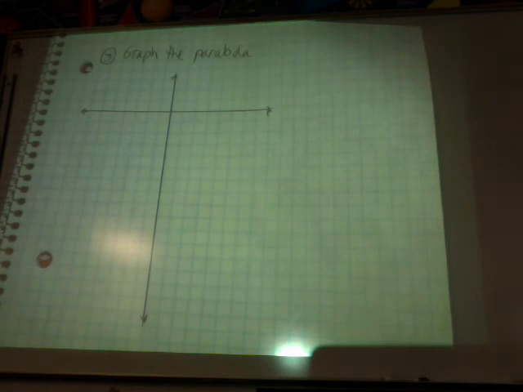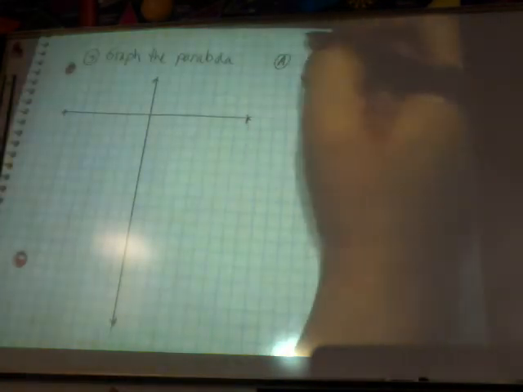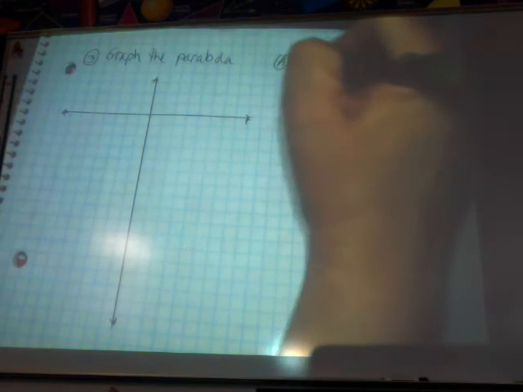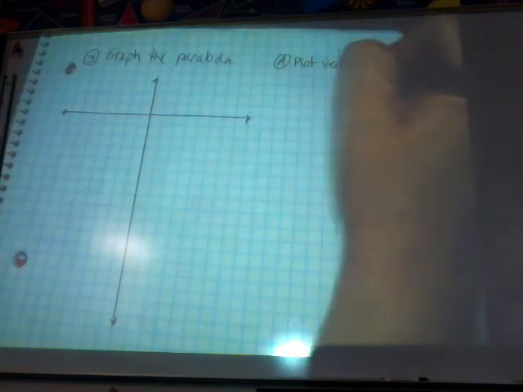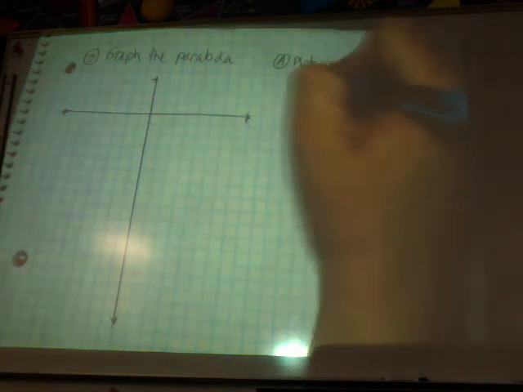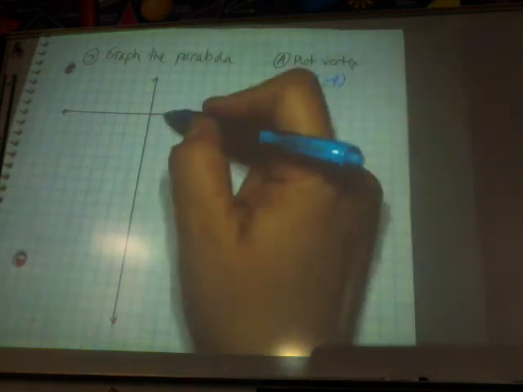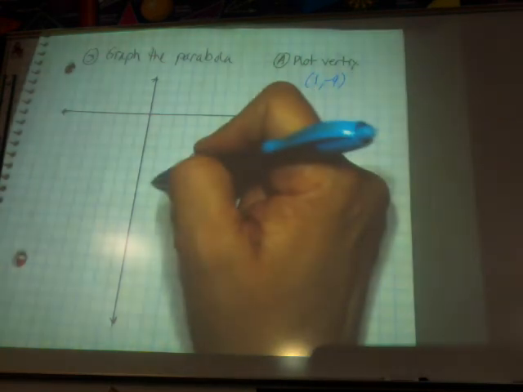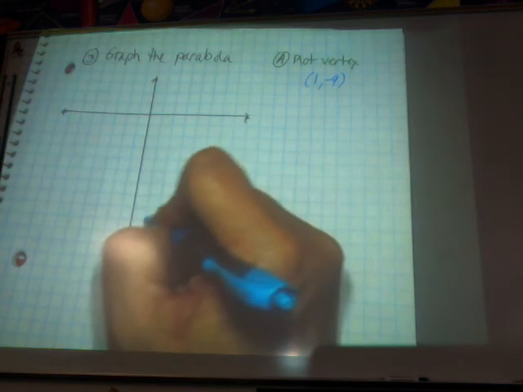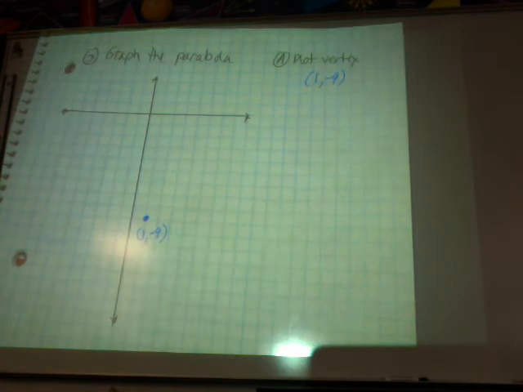So I'm going to put the steps for plotting your parabola over here to the right. So the very first thing you do when you plot your parabola is to plot your vertex. And so in our case, our vertex is 1, negative 9. So we're going to plot that to the right 1 and down 9. And you need to label that as 1, negative 9. So that's step 1.